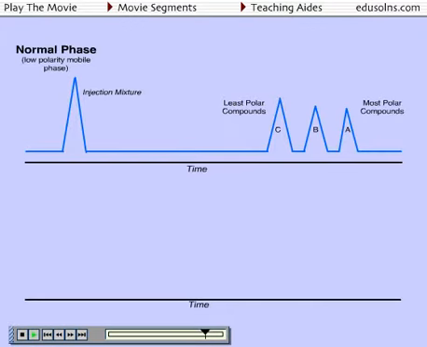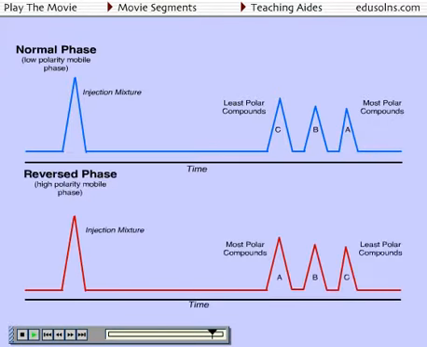Under the conditions used in normal phase chromatography, the least polar compound is transported, or eluted, first from the column due to it being the most soluble in the mobile phase. In reversed phase chromatography, the most polar compound appears first, and increasing the polarity of the mobile phase increases the elution time of this compound.